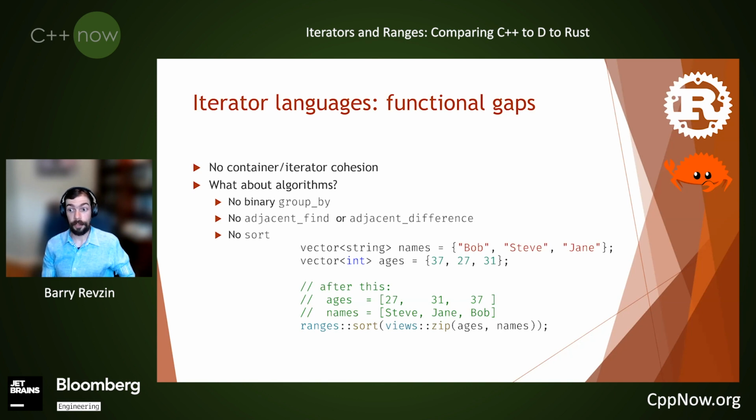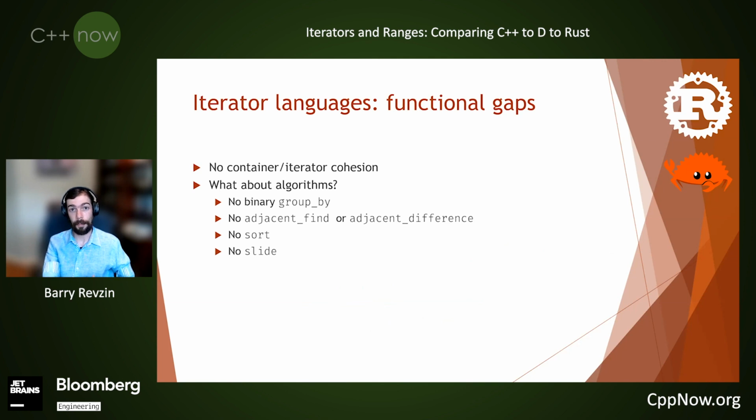And in C++, we can do this. We can construct a zip view of names and ages, and that resulting view will still be random access. And we can sort any random access range. And this works and is efficient. As a result, we end up with ages being 27, 31, 37, and the names being Steve, Jane, Bob, as expected. This simply isn't something that you can do in Rust. The model doesn't let you provide that.